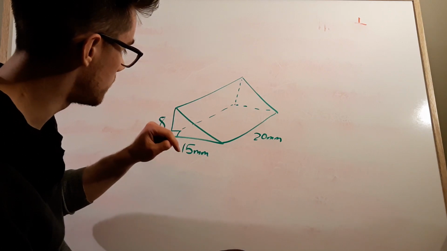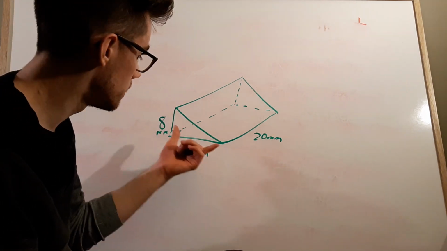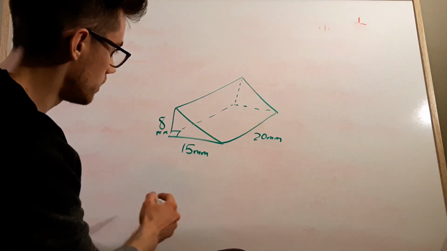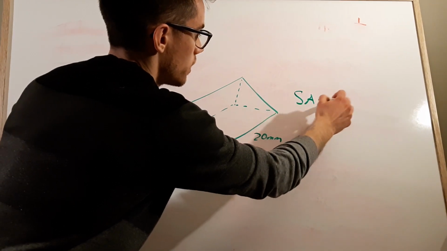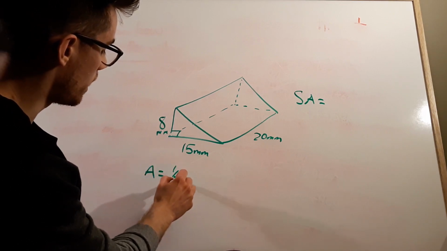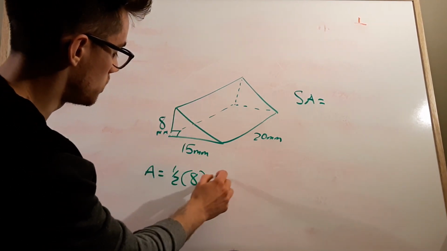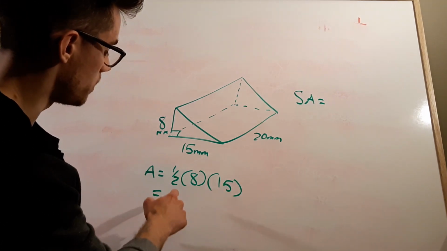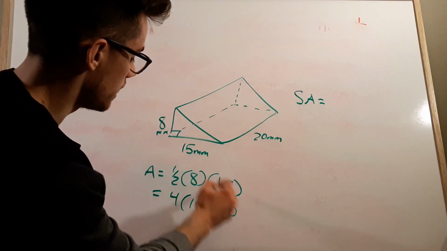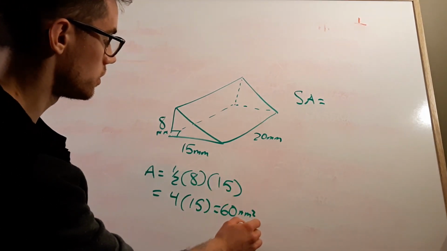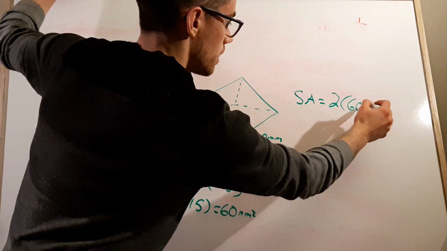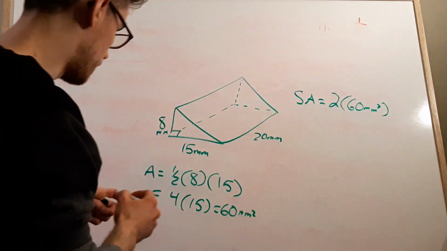I can already calculate some of the areas of the faces. I could calculate the triangle. So if I go through this one quickly, the area of this triangle is going to be 1/2 times height times the base, which is 1/2 of 8 is 4, multiplied by 15, that's going to be 60, and it's millimeters squared. So I have two triangles there. I'll say 2 times 60 millimeters squared. So I have that one.